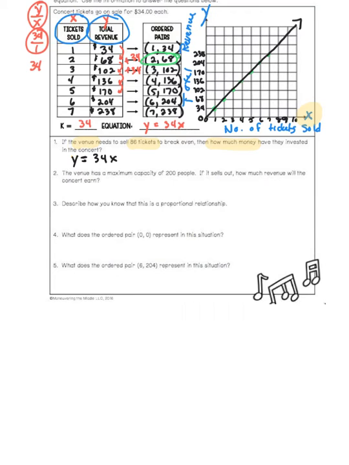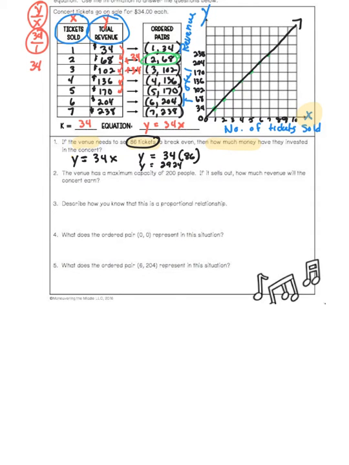Here's what we're trying to find out. We're trying to figure out what y is. That means how much money was made. What we know is our k value is 34, and they also told us the x value, which happens to be 86 tickets. So we're going to multiply these two, and we're going to know what y is. So pause for a minute and do that, please.